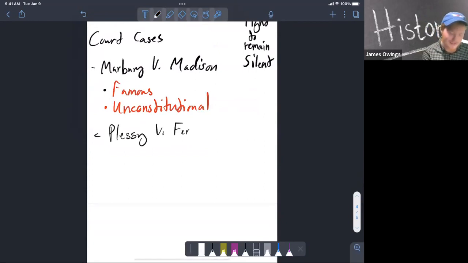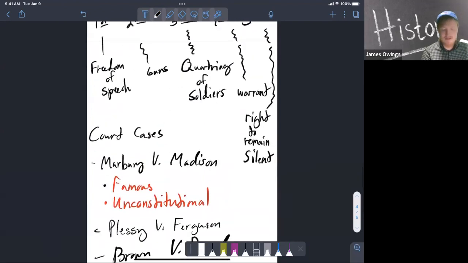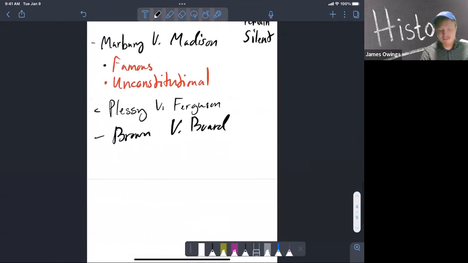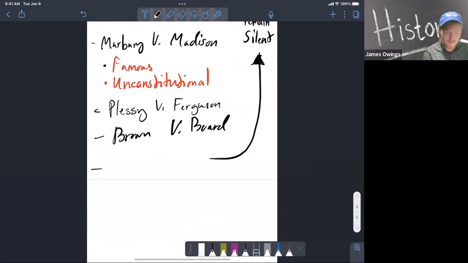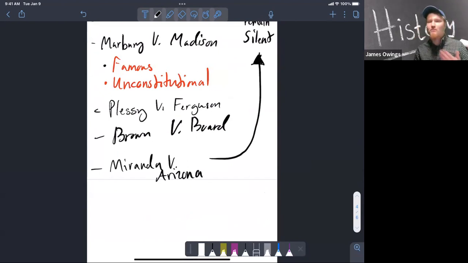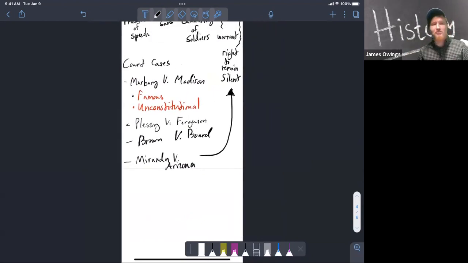Plessy versus Ferguson and Brown versus the Board of Education. So yeah, these relate back to everything up here. Bill of Rights, the right to remain silent. That would be Miranda versus Arizona. Okay. Miranda versus Arizona is where we get the term Miranda rights. You have the right to remain silent. That's the Miranda rights. That's where the Fifth Amendment is from. So yeah, knowing those, and I know you've probably heard of the 13th, 14th, 15th Amendments and stuff like that, then you are pretty good.